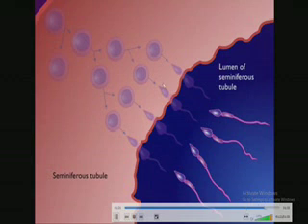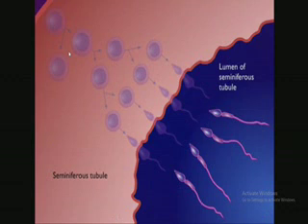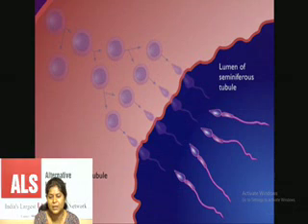So, this video basically shows the whole process of spermatogenesis taking place in the seminiferous tubule. The outer lining of the seminiferous tubule gives rise to the primordial germ cell, and following it we have the development of the different stages of the spermatogonium.